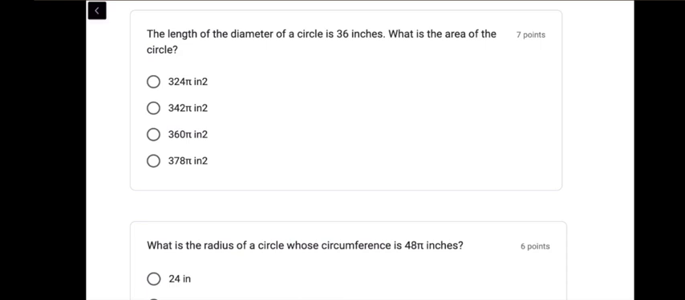In this problem, it states, the length of the diameter of a circle is 36 inches. What is the area of the circle? So again, in this problem, we have to be very careful because the area formula for a circle states that it is radius to the second power times pi. But in this problem, they're giving me diameter. So how can I get the radius from the diameter? Well, the radius is always equal to the diameter divided by 2. Given that the diameter is 36, I'm going to divide it by 2 to see what the radius will be. So the radius is going to equal 18 inches.